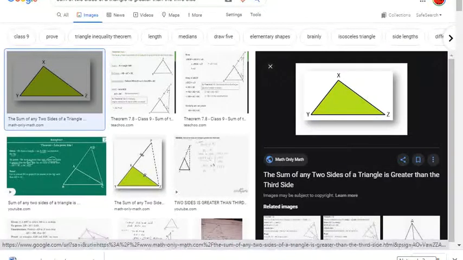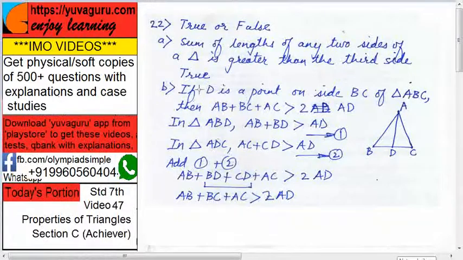third side. Next, if D is a point on the side BC of a triangle ABC, see this is the point D and ABC is a triangle, then AB plus BC plus AC is greater than 2AD. Means AB, BC, AC added should be greater than 2AD. Let's prove it. See here, in triangle ABD.